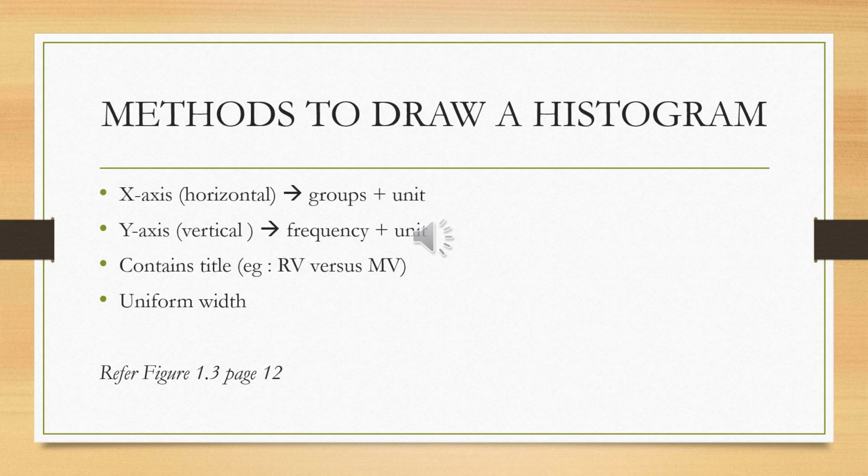And then as usual, it must contain a title. It has to have RV versus MV, and then the width is uniform, or the scale must be uniform. Refer to page 12, figure 1.3.